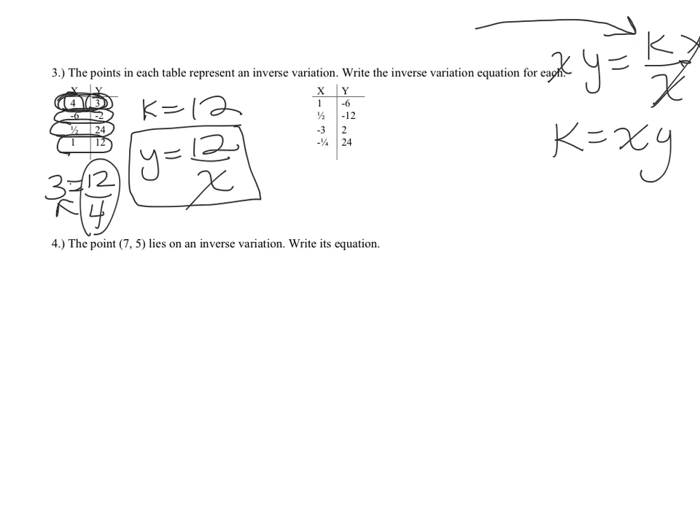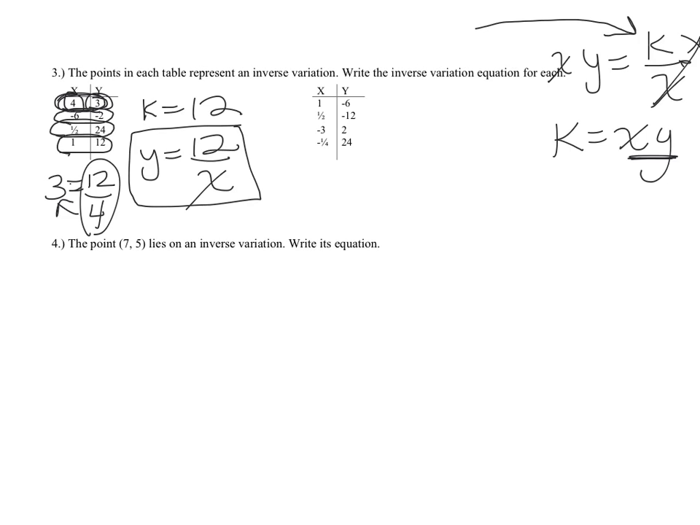So in inverse variation, to find the constant, what you're doing is multiplying x times y. And if you forget whether you're supposed to multiply or divide, you take the form of the equation, you solve for k, and it will tell you how to find the constant, right? So here, go ahead, stop the video, do the next one.